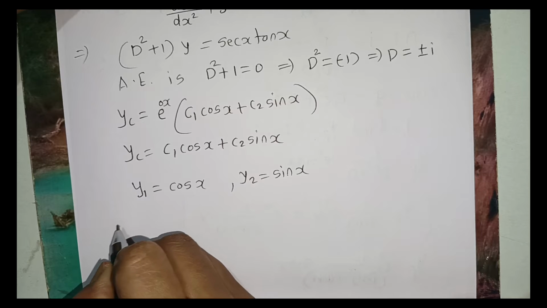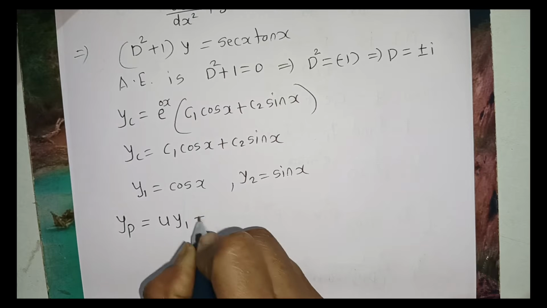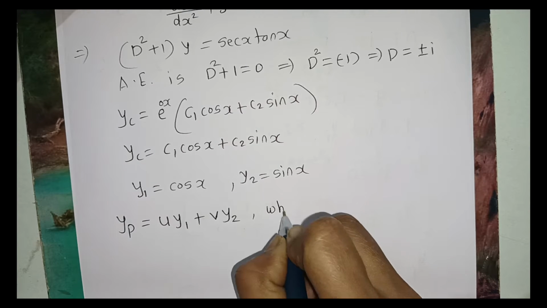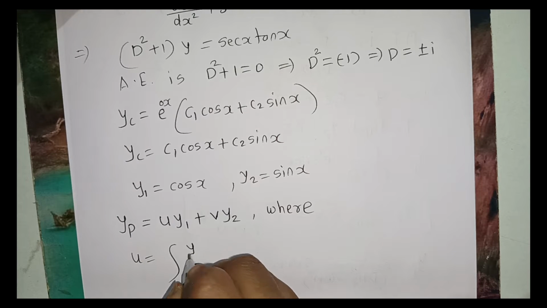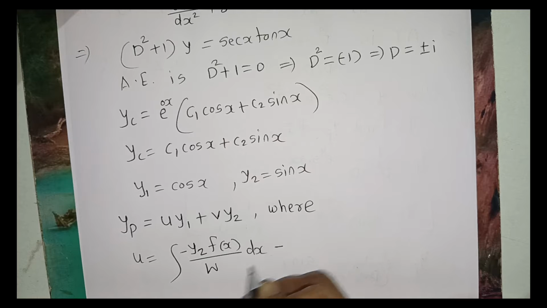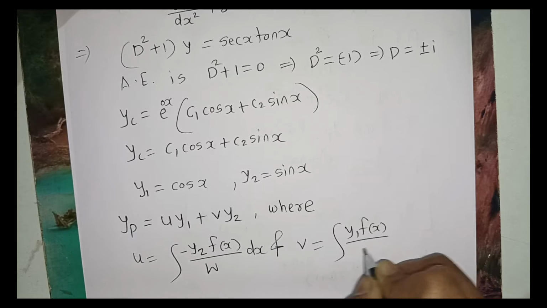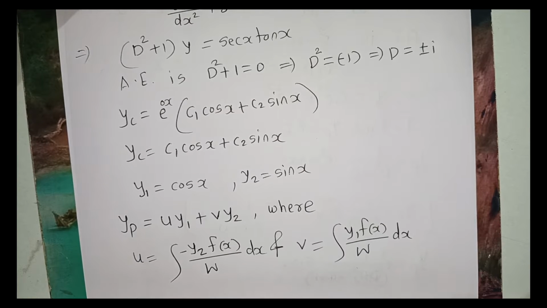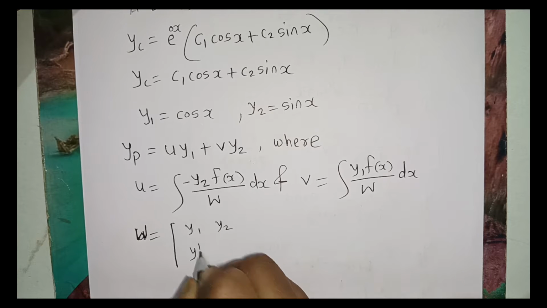Now for these two functions, yp of this differential equation is equal to u times y1 plus v times y2, where u is equal to integration of minus y2 f of x divided by Wronskian dx, and v is equal to integration of y1 f of x divided by Wronskian dx. Wronskian is equal to the determinant of y1, y2, y1 dash, y2 dash, where y1 dash and y2 dash are derivatives of y1 and y2.